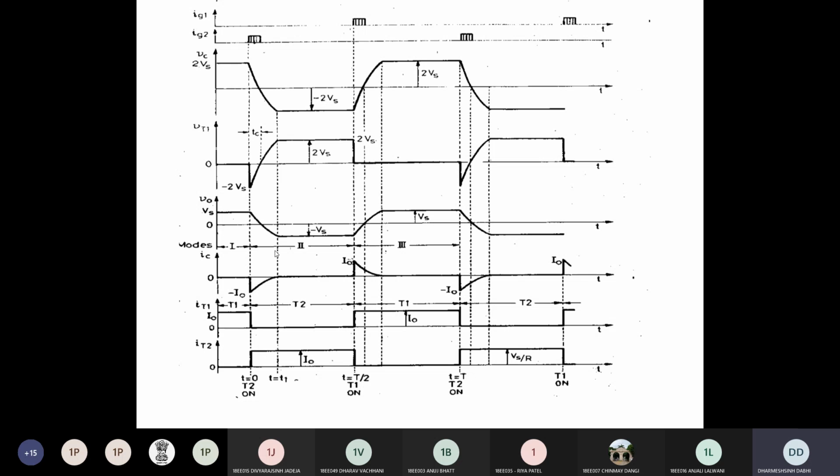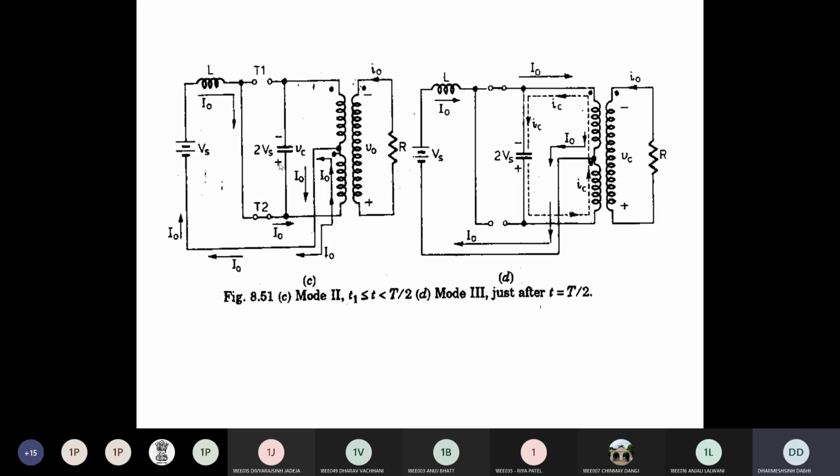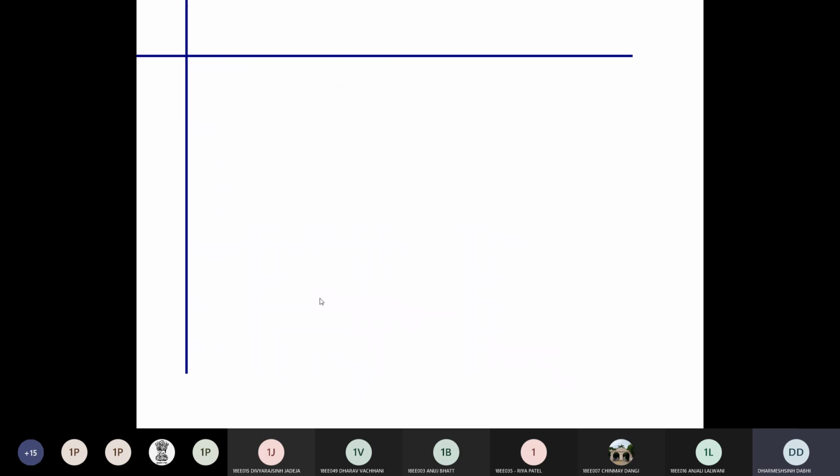At the T1 instant, what will happen? Your capacitor is fully charged but with reverse polarity, minus 2 Vs. Minus 2 Vs means lower plate positive, upper plate negative. Clear?